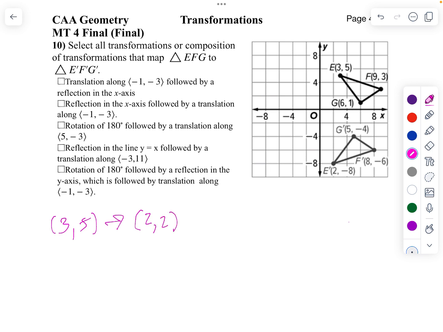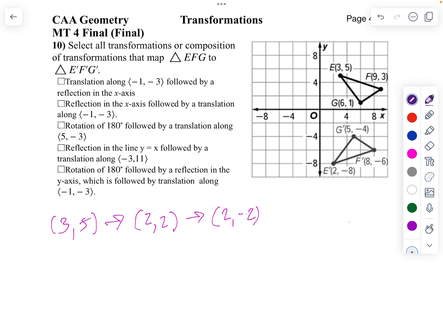Then I'm going to reflect that over the x-axis. If I reflect it over the x-axis, I reflect the line y equals 0. So that would be 2 and -2. Notice that one doesn't match up, does it? Okay, let's try the next one.